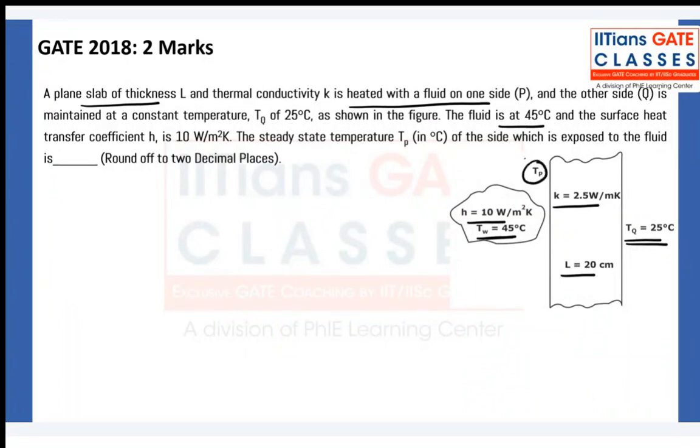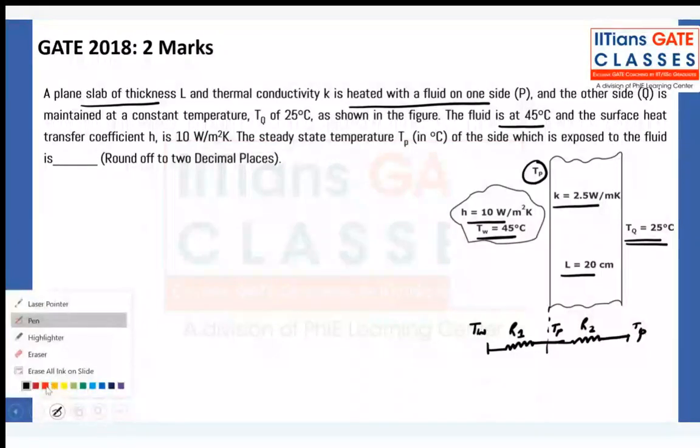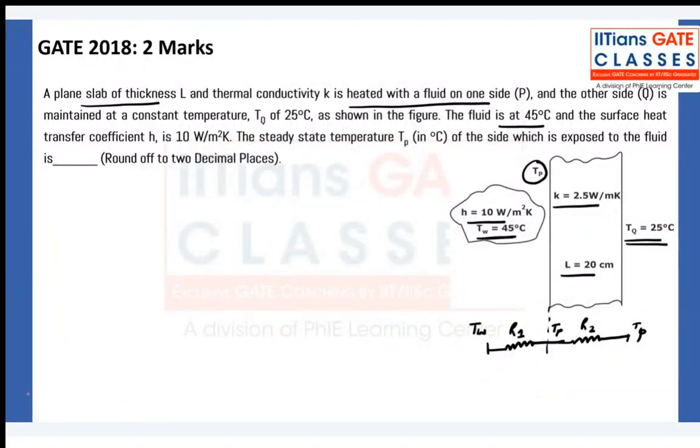Very simple. So you need to draw a resistance here, and another resistance here. This is TW, this is TP, and this is TQ. Now tell me, what is this R1? Which resistance is R1? Conduction or convection? Convection. Very nice.